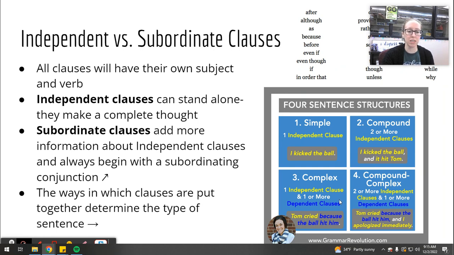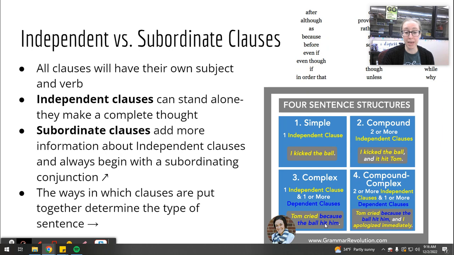Complex sentences have one independent clause and then one or more dependent or subordinate clauses. You can see here, Tom cried is our independent clause. We have a subject, we have a verb, it expresses a complete thought. If you were to say that to somebody, they would understand what you're saying. But this part here starts with one of those subordinating conjunctions, because: because the ball hit him. If you were to walk up to somebody and say, because the ball hit him, they'd be like, what? What are you talking about? That's how we know it's a subordinate clause. It starts with one of those subordinating conjunctions. It still has a subject, ball.